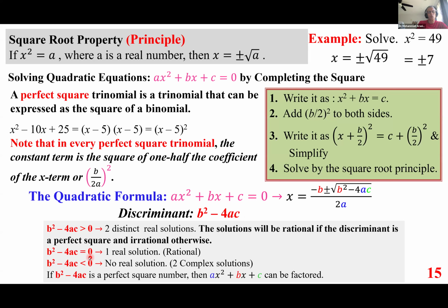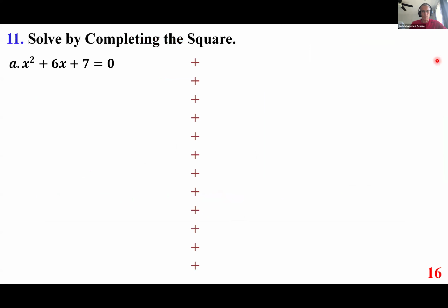If it's 0, one real solution, and if it's negative, no real solutions or two complex solutions in the form of a plus or minus bi. If b squared minus 4ac is a perfect square number, then this can be factored. So a lot of information here. Let's look at some examples to make some sense out of this.